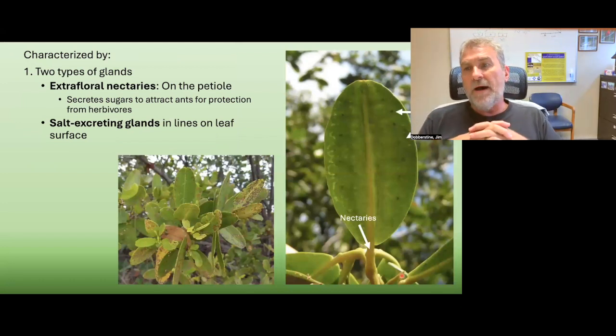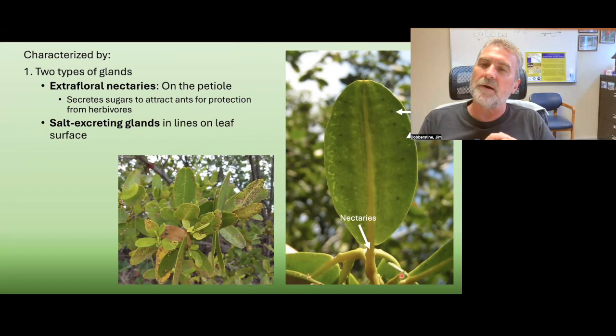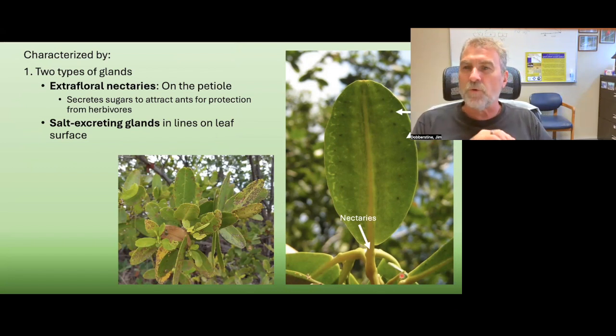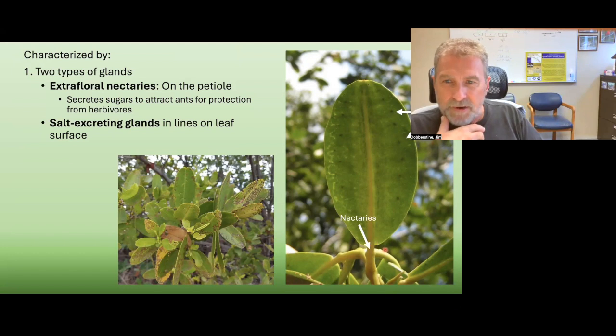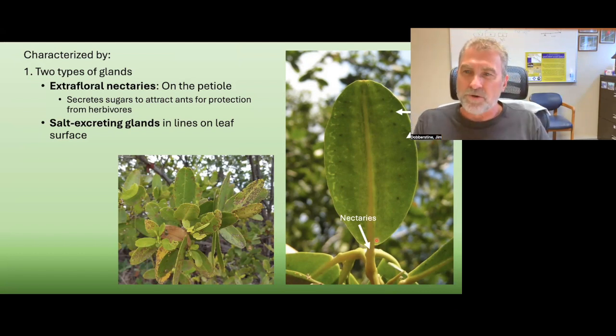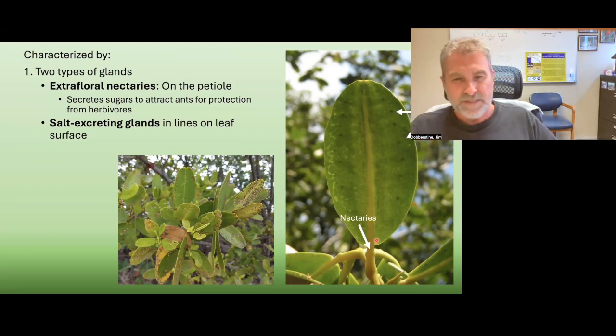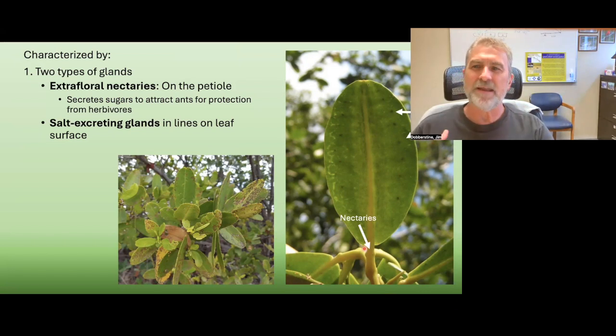They do have two types of salt glands. All right. One are these extrafloral nectaries. And so these are on the petiole. And that's just kind of pretty interesting. So here are these nectaries right here. And they actually secrete sugars, and I'm sorry, I referred to these as salt excreting glands. One is a sugar excreting gland. So these nectaries excrete sugars, which attract ants, and the ants then serve a function for the plant in that they protect the plant from herbivores.